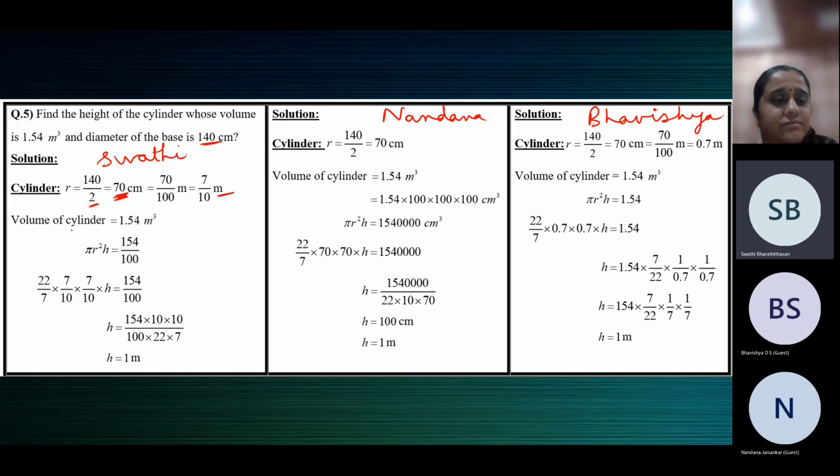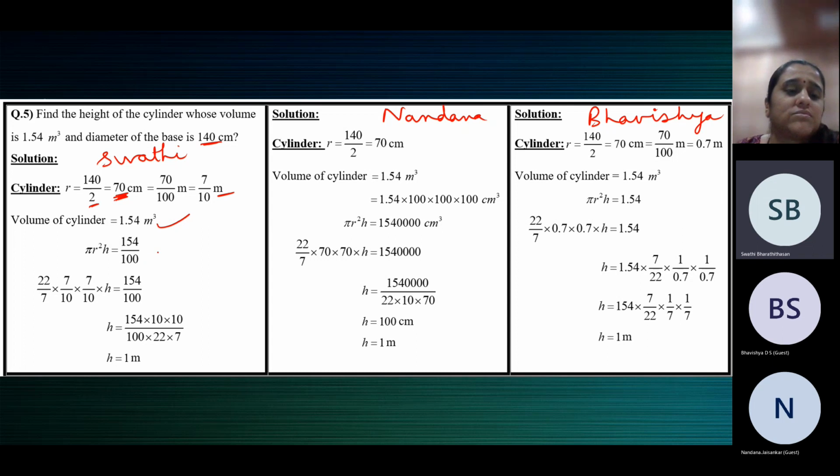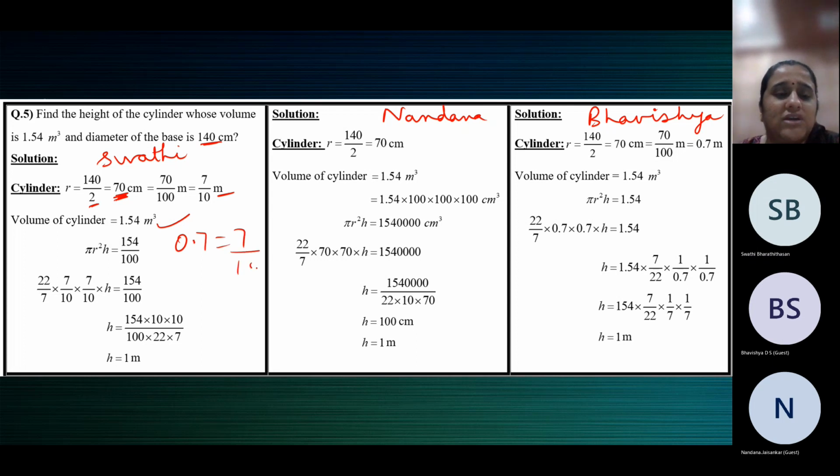Okay. And then the volume of the cylinder is given in the question to be 1.54 meter cube. So we substitute the values: pi r square h equals 154 by 100. How 154 by 100? Ma'am, we are writing it in fractional form, so we're just shifting the decimal, like how we write 0.7 as 7 by 10. We are not converting the unit or anything there.